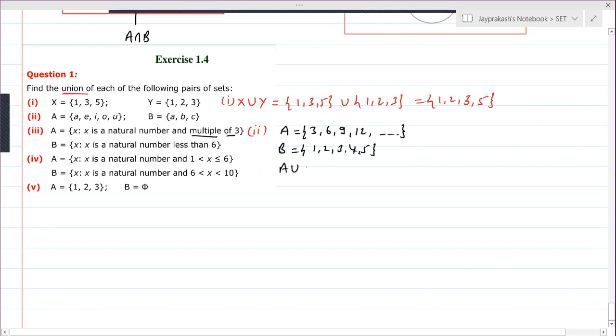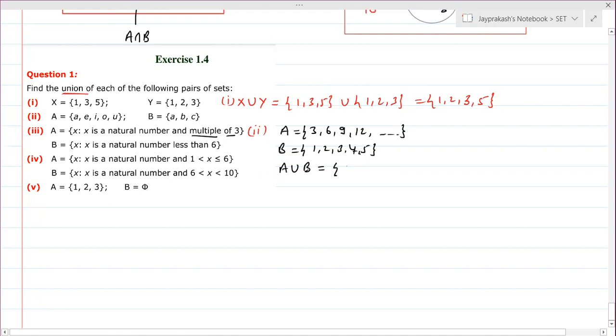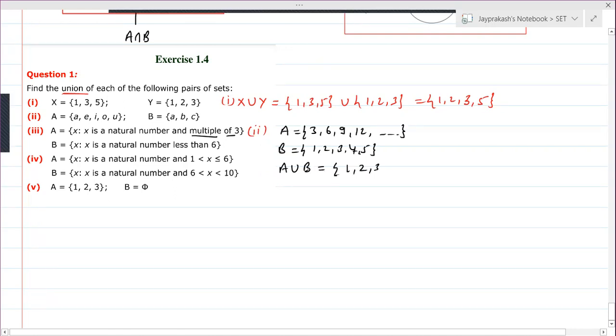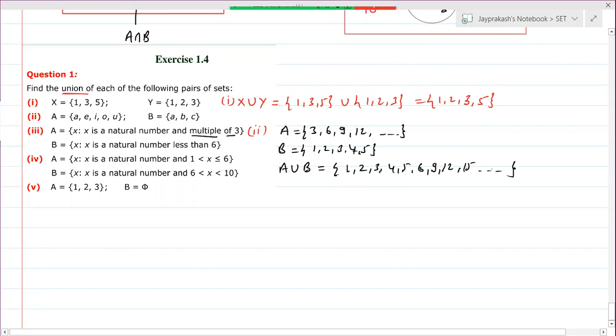Now we have to find the union. So union means 1, 2, 3, 4, 5, 6, 9, 12, 15, dot, dot, because it is an uncountable set. So whenever you are going to find the union or intersection, first you have to write in set builder form. Then after writing in the set builder form, you will be able to find the union or intersection.